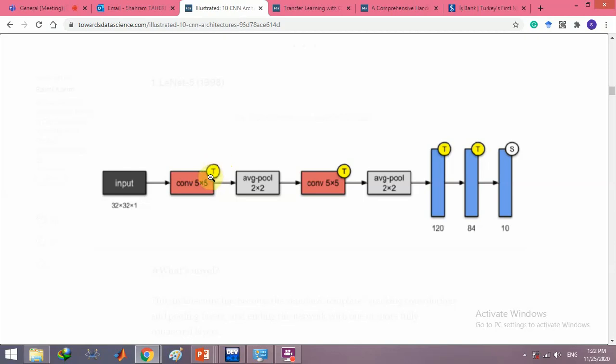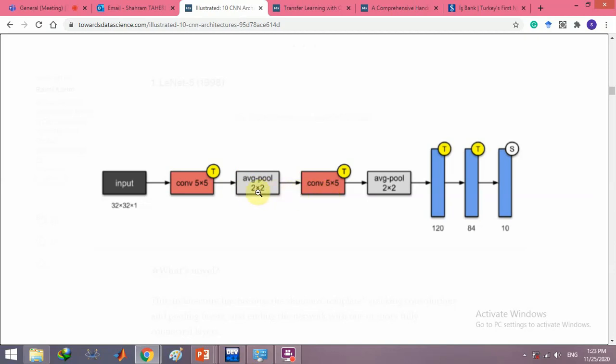We never use this tangent hyperbolic as the activation function for the neurons anymore. We use ReLU, or rectified linear unit, but in the early days they used this tangent hyperbolic from the neural networks idea. Then the output of this convolutional layer is given to the average pooling with kernel 2 by 2, but in this architecture the average pooling weights are also learnable. In recent days we never use an average pooling with learnable weights, but at this time they introduced an average pooling layer with learnable parameters.